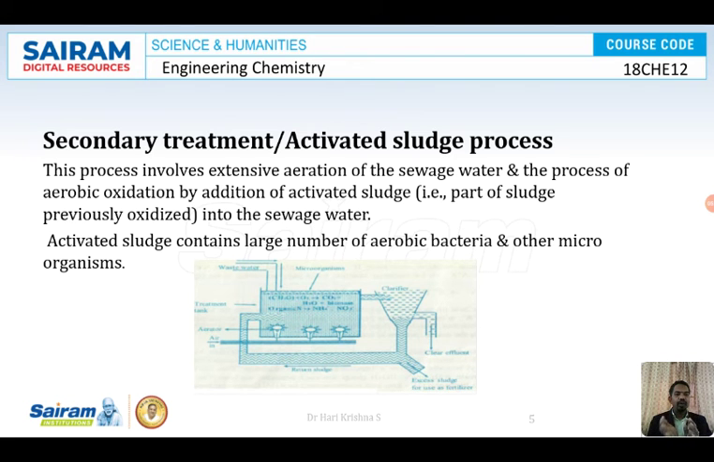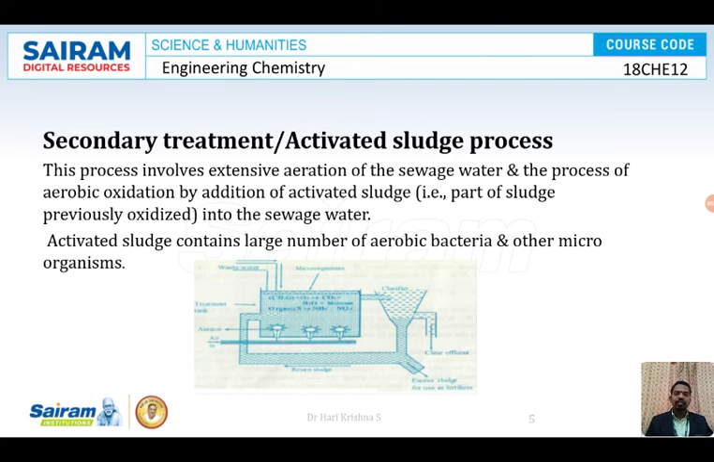Sludge is formed. Whatever sludge is formed over here, you can see this sludge can be used as fertilizer. It is rich in nitrogen.